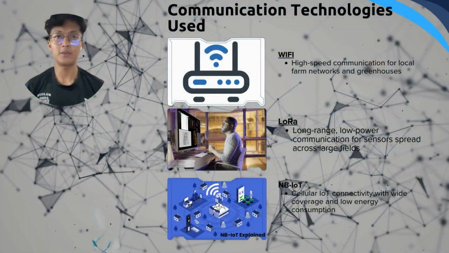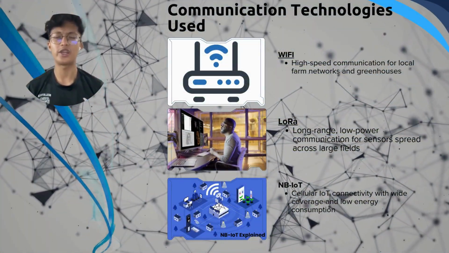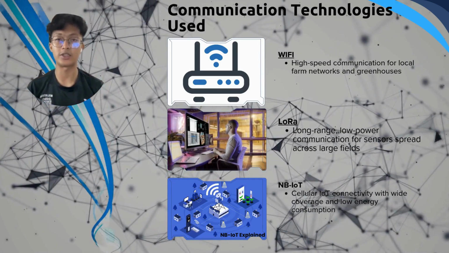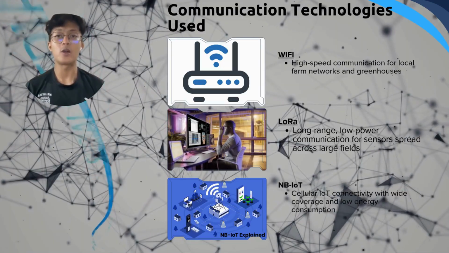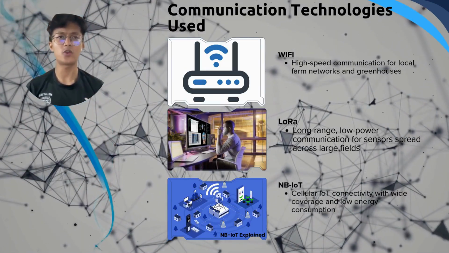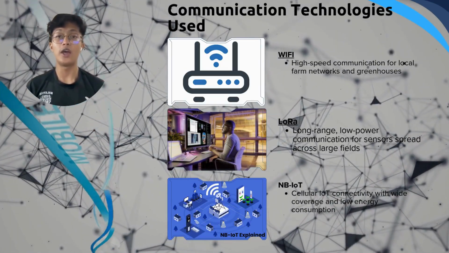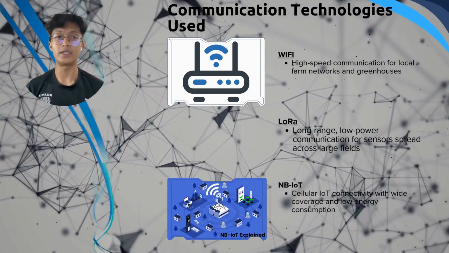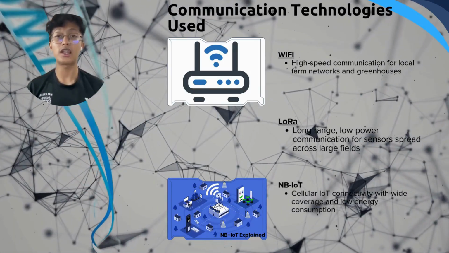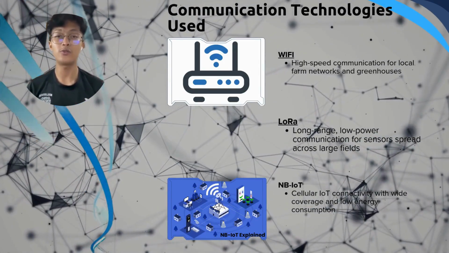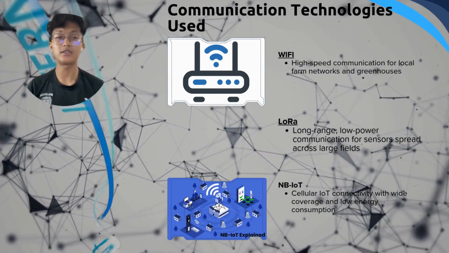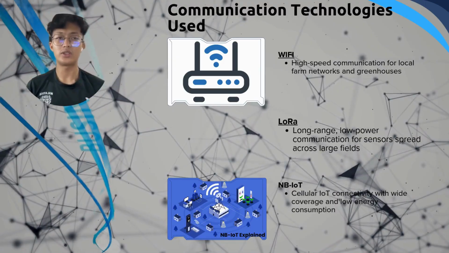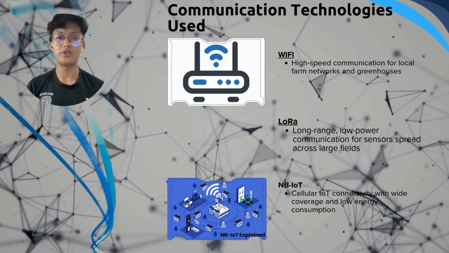Next, I'll be explaining the communication technologies used for the IoT to transmit the data to the cloud so that it can be safely processed. First, we have Wi-Fi, which is high-speed communication for local farm networks and greenhouses. Next, we have LoRa, a long-range, low-power communication for sensors spread across large fields, which is very suitable for our agriculture system. And lastly, NB-IoT, which is cellular IoT connectivity with wide coverage.